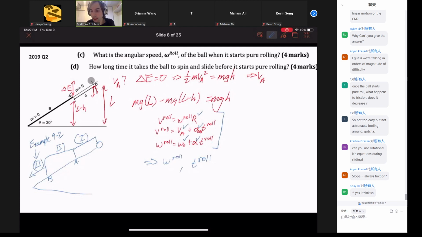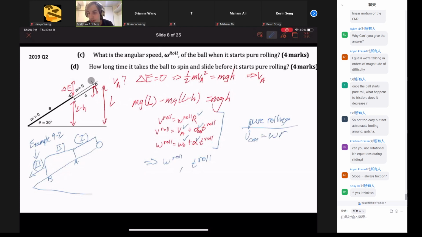Is V equals omega r only for purely rolling? Yes, that is the definition of purely rolling. So for pure rolling, V_cm is equal to omega r.